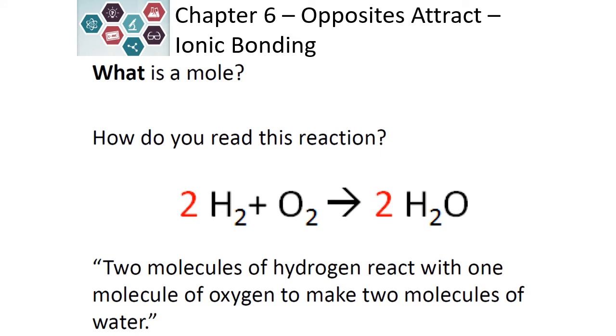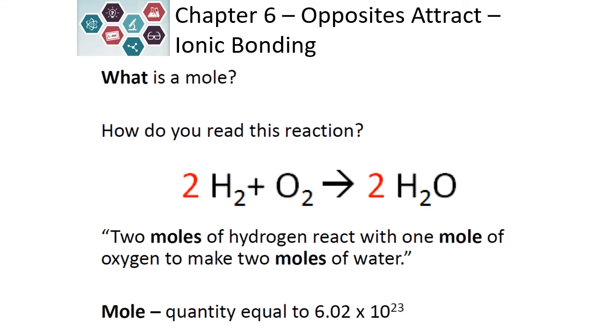So how do we read this chemical reaction? So we can say that we've got 2 molecules of hydrogen plus 2 molecules of oxygen to make 2 molecules of water. We can also read this in a different way. We can say that we've got 2 moles of hydrogen that reacts with 1 mole of oxygen to make 2 moles of water. So a mole is a chemical quantity, and that quantity is equal to 6.02 times 10 to the 23rd. Really, it can be anything, but we usually use it for very small quantities like molecules or atoms.